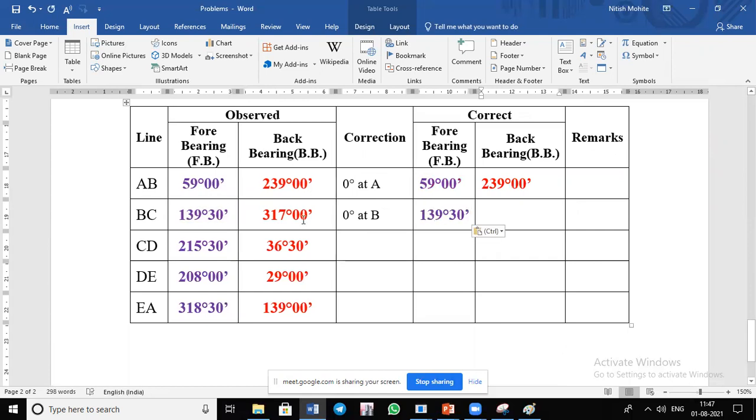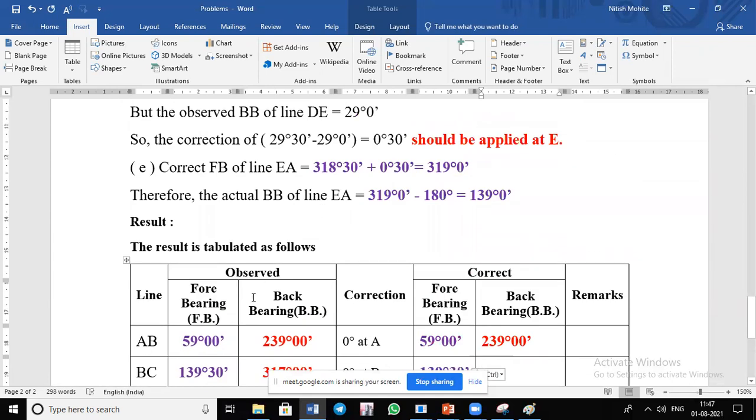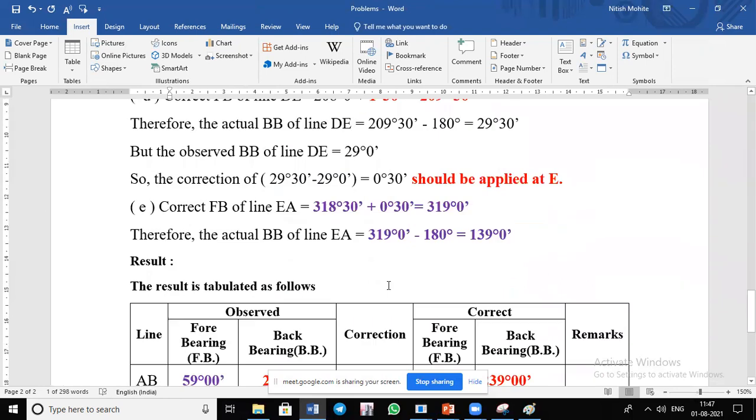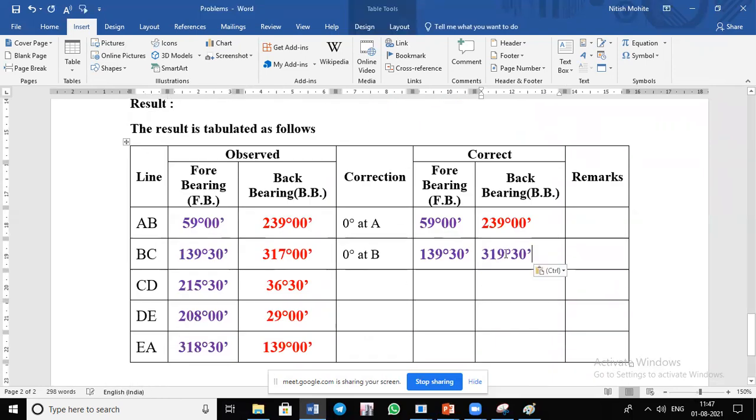So this we have calculated, that is the back bearing of line BC. How much have we calculated? It is 319 degree 30 minutes. So this value we are going to write. That is the correct one.